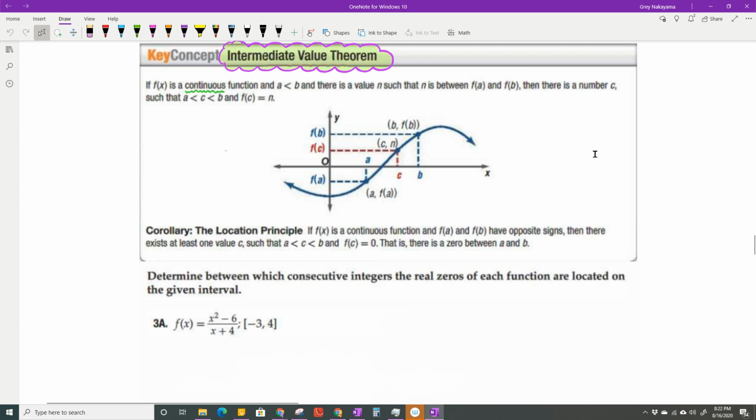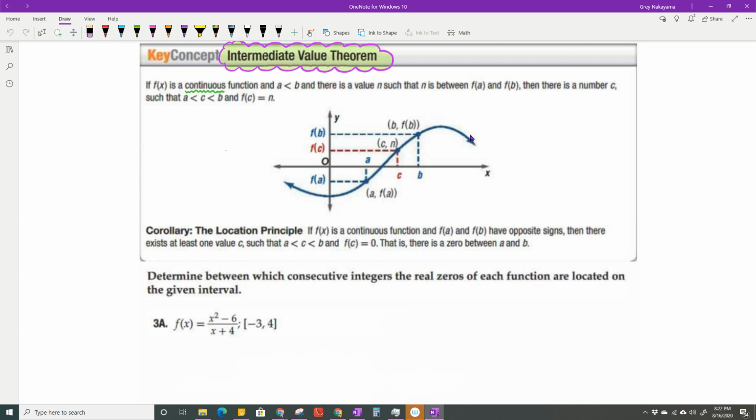So our intermediate value theorem says when you've got a continuous function, and there is an a value that is less than b, so from left to right, then there's a value n. Here's my n, and it is somewhere in between f of a and f of b. The really important thing, that might not mean anything to you, but let me just explain some things and you'll see it's not as bad as it looks.